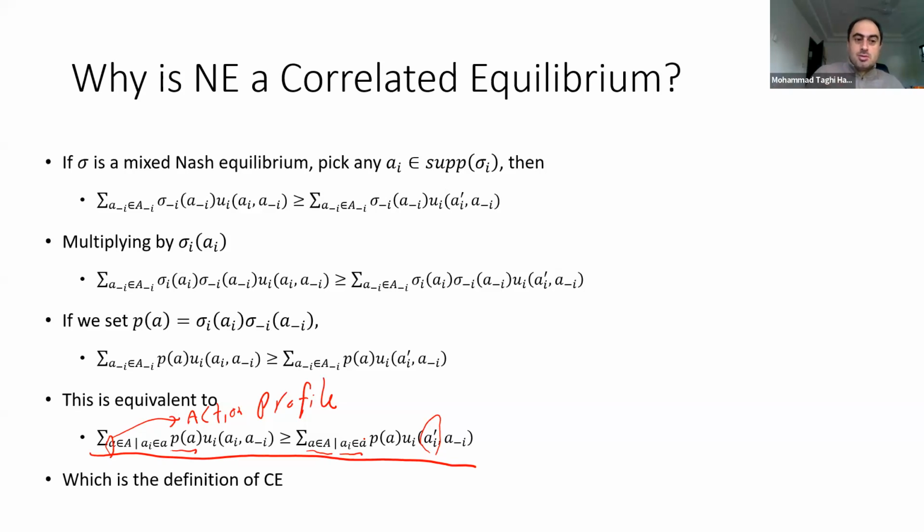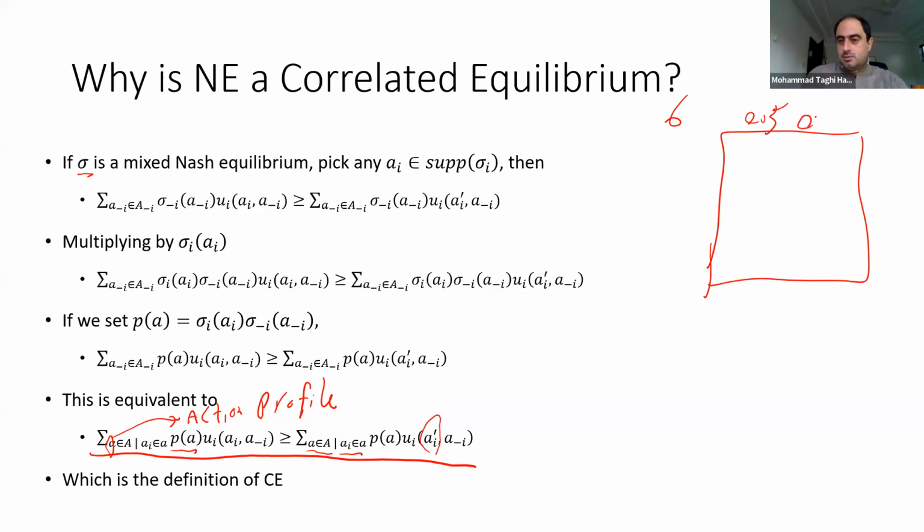Now we want to say why Nash equilibrium is a special case of it. So consider sigma to be any mixed Nash equilibrium. And as I mentioned, this is just the probability distributions over your actions, so this is like the two-player game. Sigma is the probability distribution that assigns, I don't know, 0.5 here, 0.1 here, and 0.4 here, versus here we have 0.5, 0.3, and 0.2. So this is essentially sigma, the probability distribution.